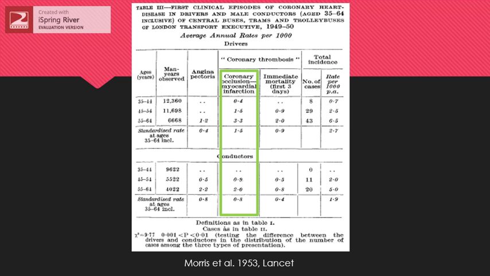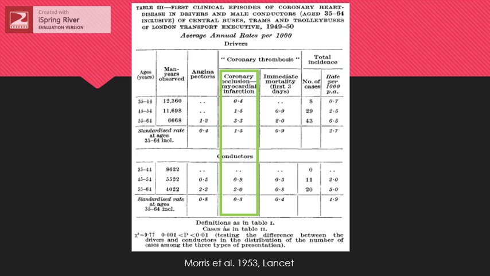This is the incidence, really it's a rate, of coronary occlusion. That's a blockage in a coronary artery. Myocardial infarction is a heart attack. So how many had heart attacks? That's really what you see here. Specifically right here, you see a standardized rate.